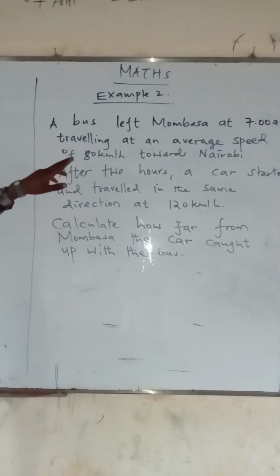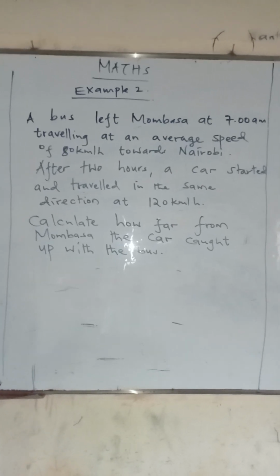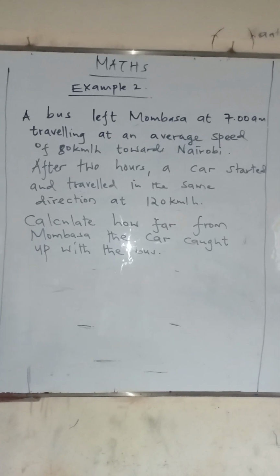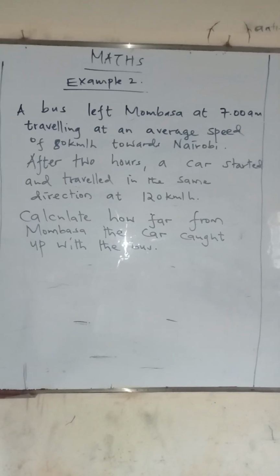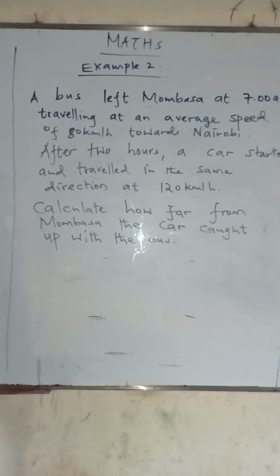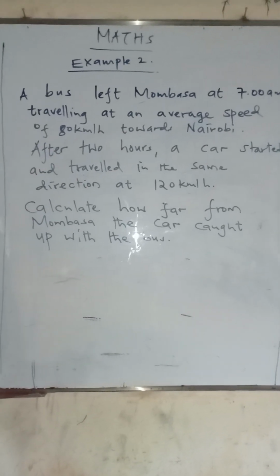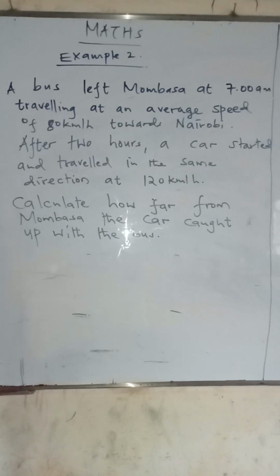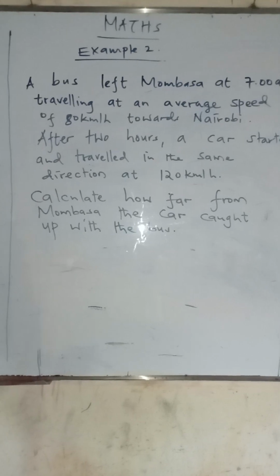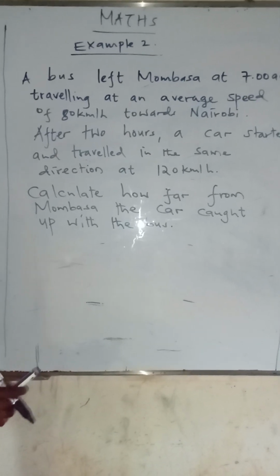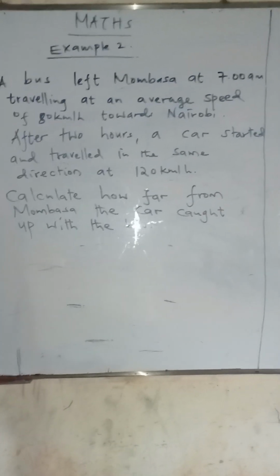A bus left Mombasa at 7:00 a.m. traveling at an average speed of 80 kilometers per hour towards Nairobi. After 2 hours, a car started and traveled in the same direction at 120 kilometers per hour. Calculate how far from Mombasa the car caught up with the bus.